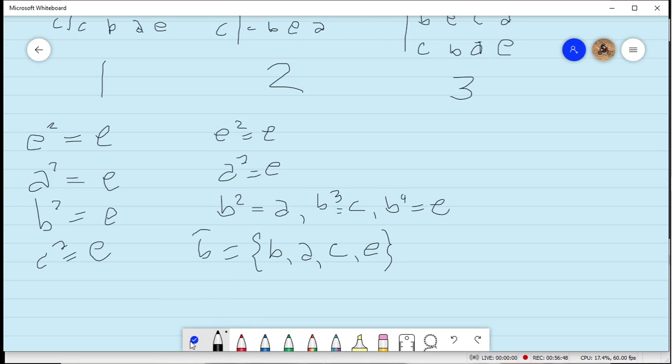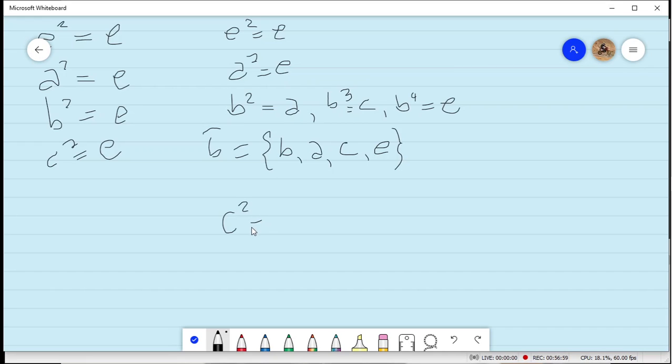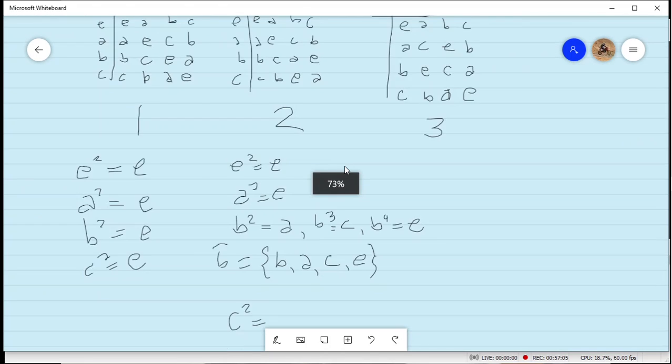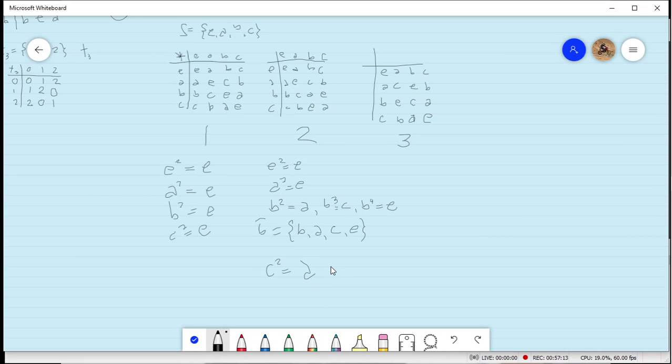Let us now examine the element C. Let us enumerate all integral powers of C. So C squared in this table is A. Then C cubed is A operation C. A operation C is B. C to the fourth.